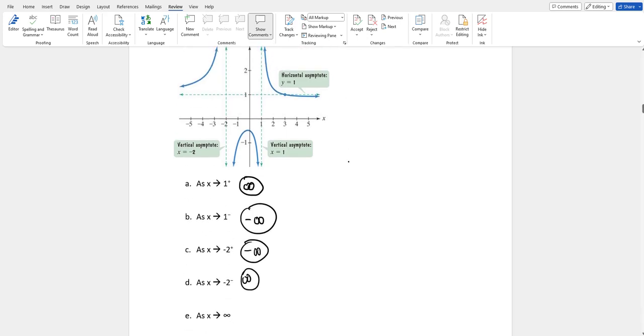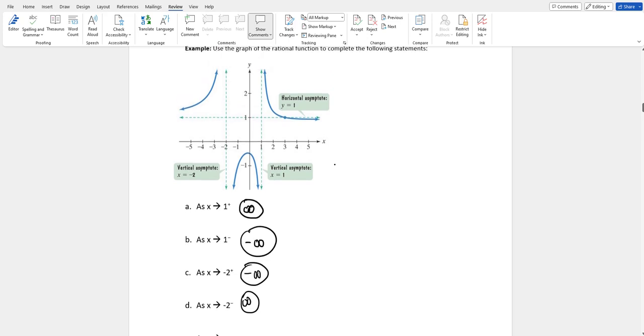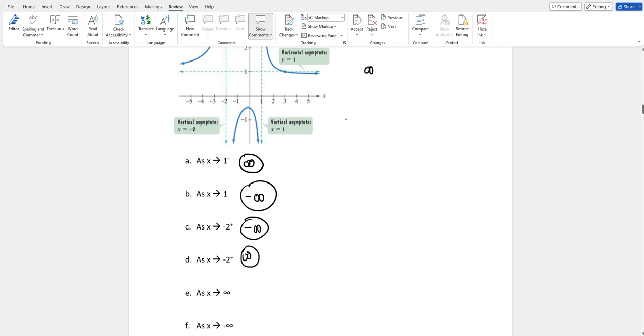Now let's do x approaching infinity. So we want to go to positive infinity, so we want to come out here. We're going to approach it from the left. We're going to keep going, and we hit this graph here. This graph is hitting the horizontal asymptote, so it's going out to y is equal to 1. Okay, so your answer here is 1.